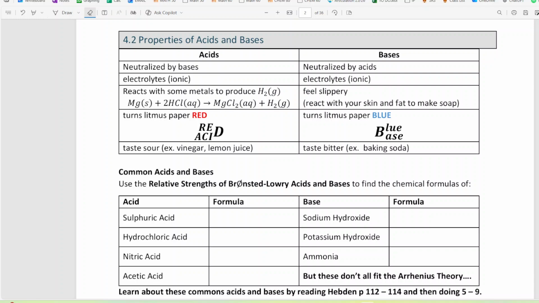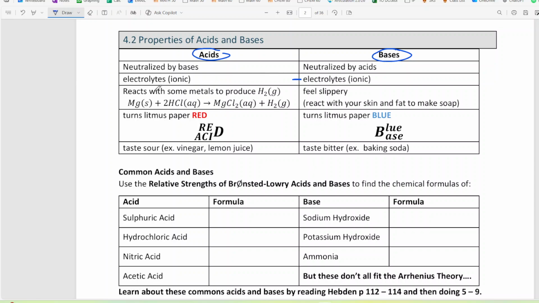All right, now a little bit of fun stuff. So, what are some properties of acids and bases? An acid can be neutralized by a base, whereas a base can be neutralized by an acid. They are both electrolytes, meaning that they dissociate into ions in solution.